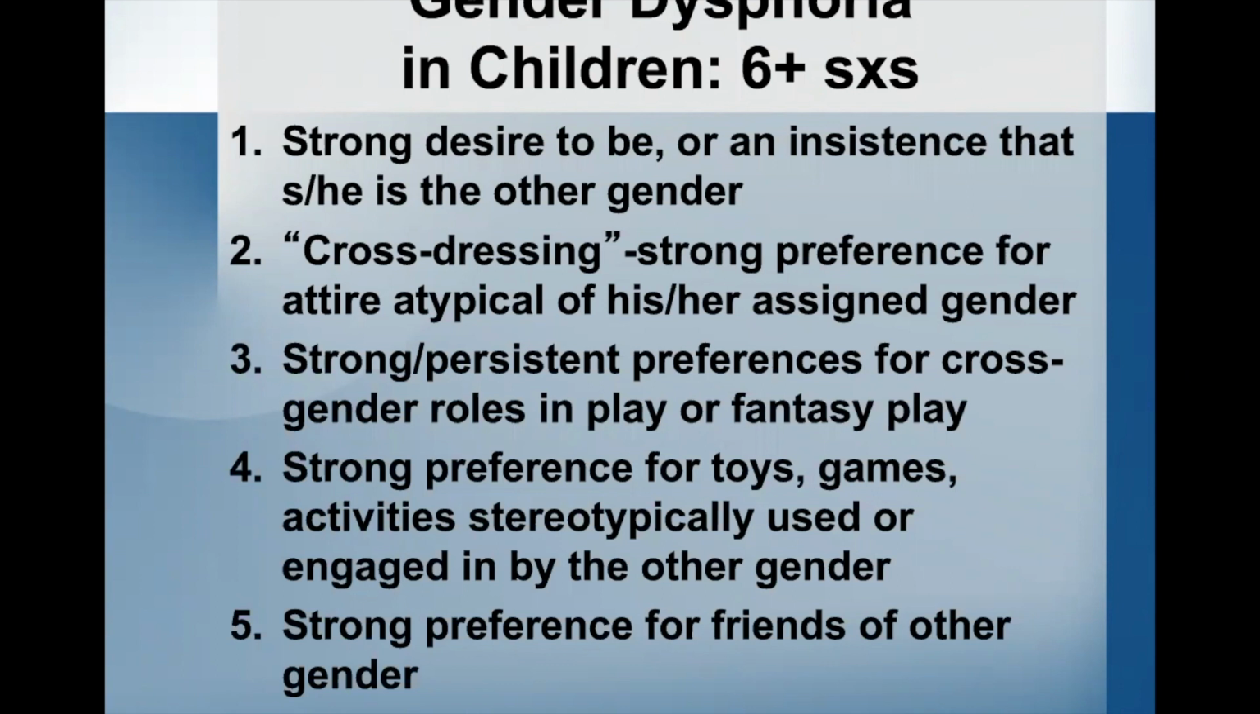When looking at gender dysphoria in children, we require at least 6 of the following symptoms. 1, a strong desire to be or an insistence that they are of the other gender. Cross-dressing, having a strong preference for attire that's atypical of his or her assigned gender. For example, a girl that wants to wear clothes that are more typically assigned to boys. Strong preference for cross-gender roles when playing or when engaging in fantasy play. Strong preference for toys, games, and activities that are stereotypically engaged in by the other gender. Strong preference for friends of the other gender.